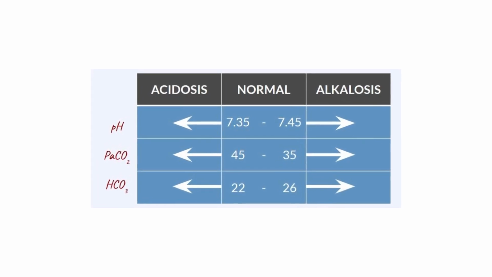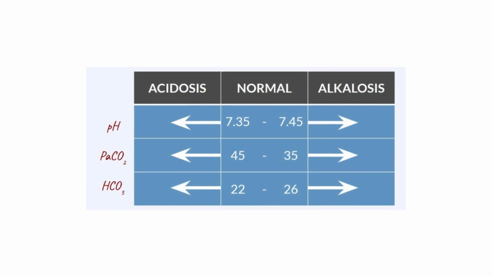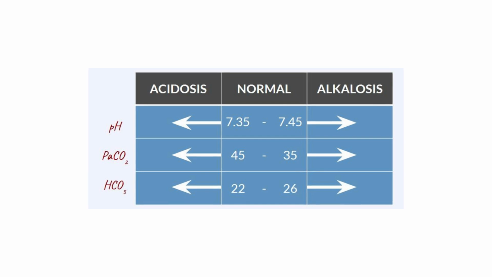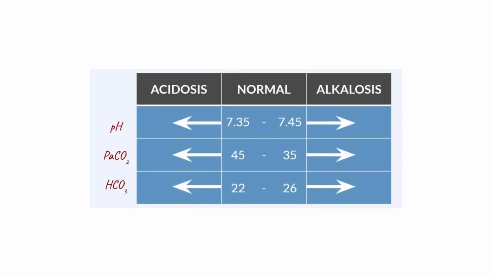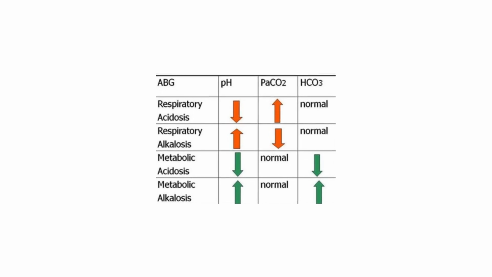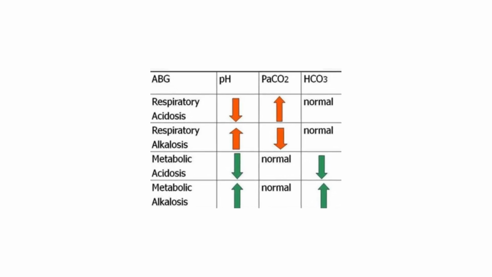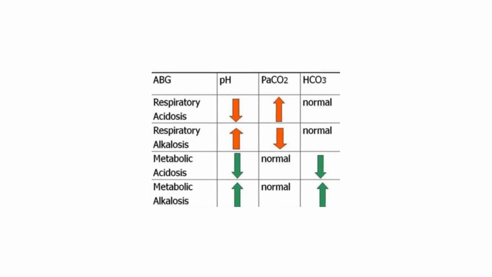The normal range is 7.35 to 7.45. Acidic is when pH is less than 7.35. Alkalotic is when pH is greater than 7.45. In Step 2, you need to determine the primary disorder. If it is respiratory, it is indicated by PaCO2 abnormality. And if it is metabolic, it is an HCO3 abnormality.